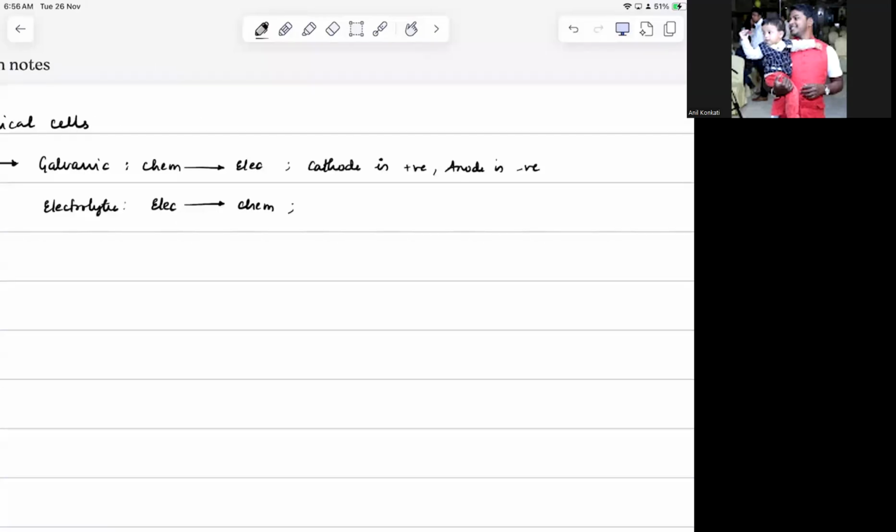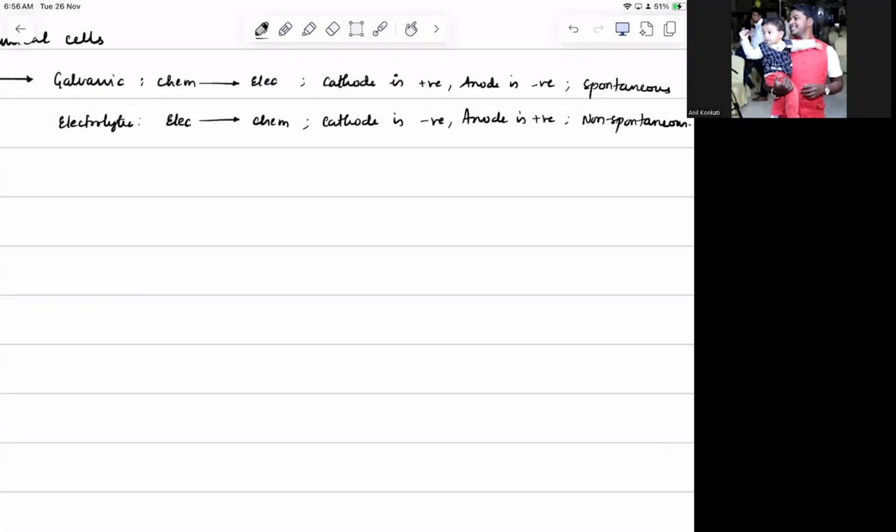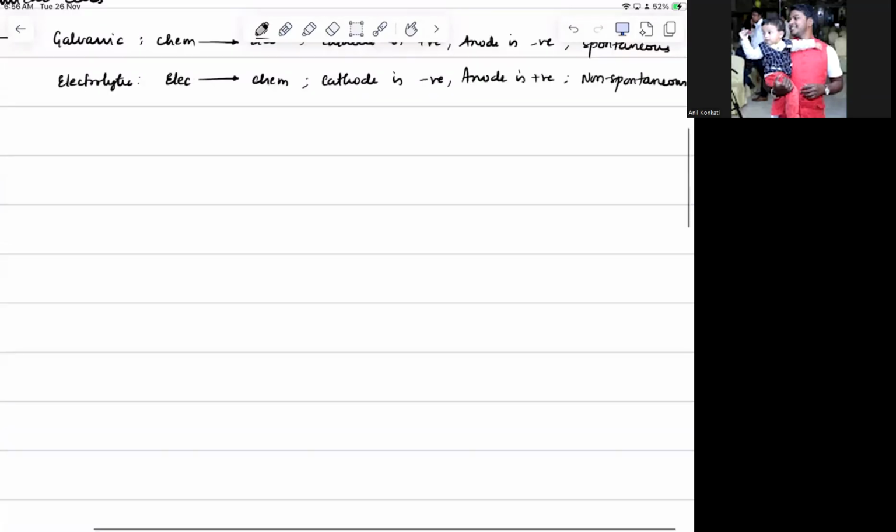While in the electrolytic cell, cathode is negative and anode is positive. This is a spontaneous cell, and this is a non-spontaneous reaction. Okay. Common thing about both of them is both will undergo redox reaction. Got it?